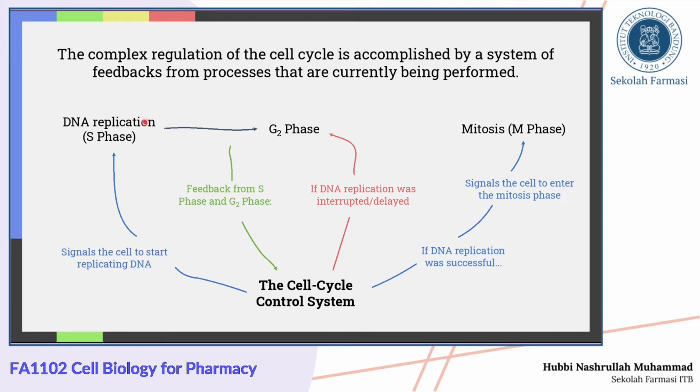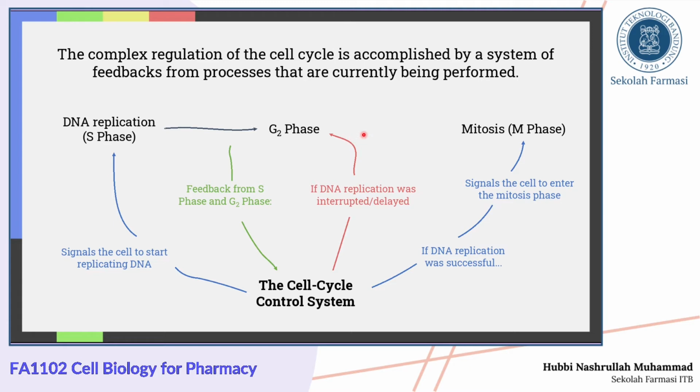Throughout the S phase and the G2 phase, a feedback system feeds information back to the cell cycle control system, hence the name. The cell cycle control system uses this information to decide on what to do next. If the information it gains says that DNA replication was successful and all preparations for mitosis are complete, it will signal to the cell to enter the mitosis phase. However, if there are any errors during DNA replication, or interruptions or delays, the control system will halt the cell at the G2 phase and not continue to mitosis.